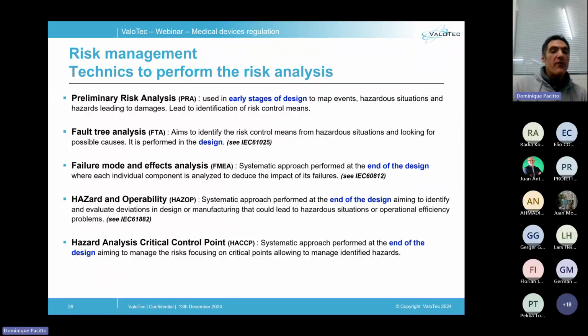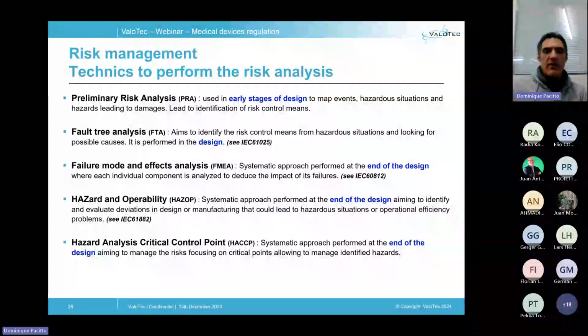opposite, the famous failure mode and effect analysis, the FMEA, aims to decompose the device into sub-elements and to assess the consequence of the failures of each single element. And this technique is very detailed and more suitable when the device is in a more advanced development phase.